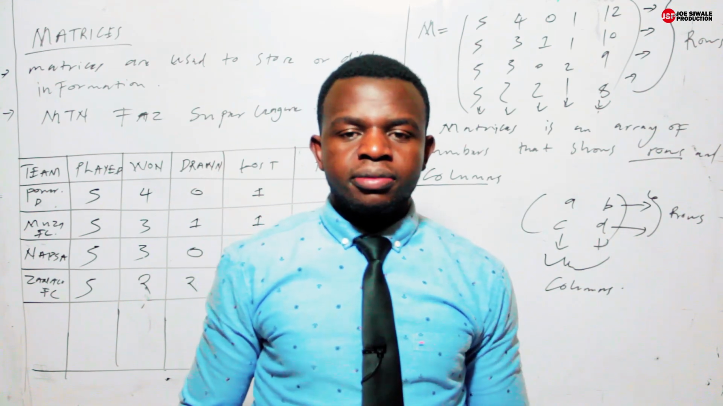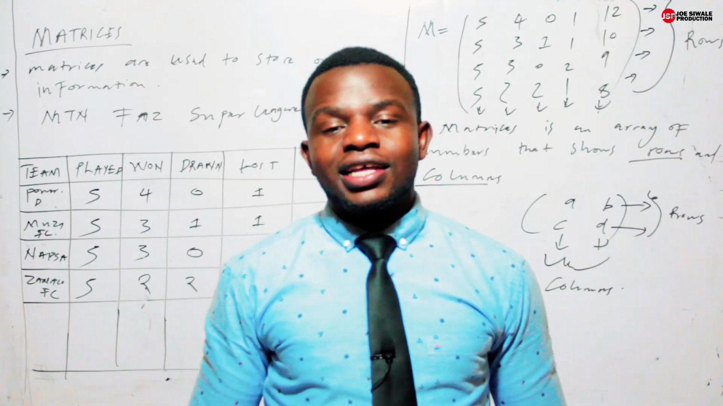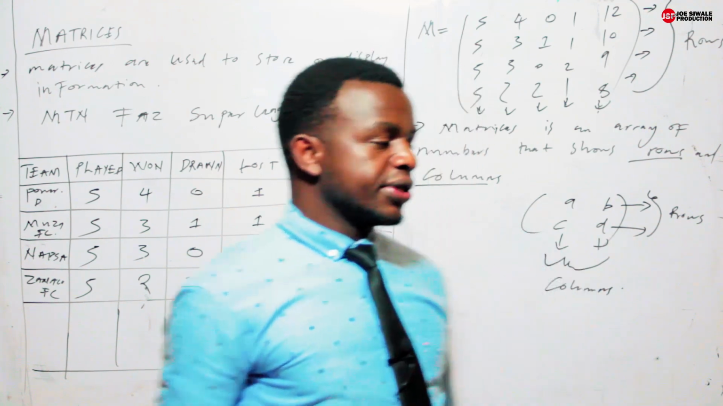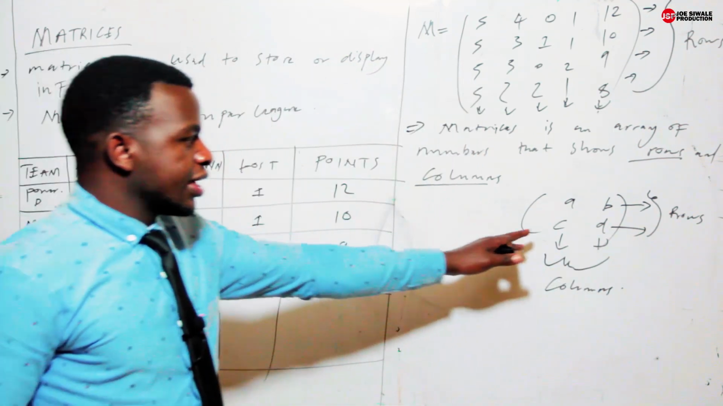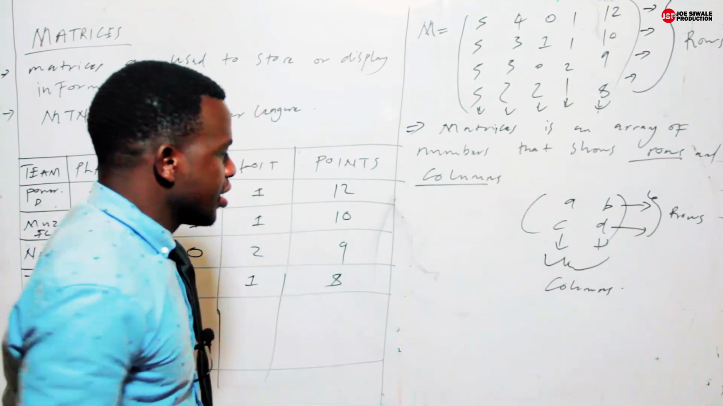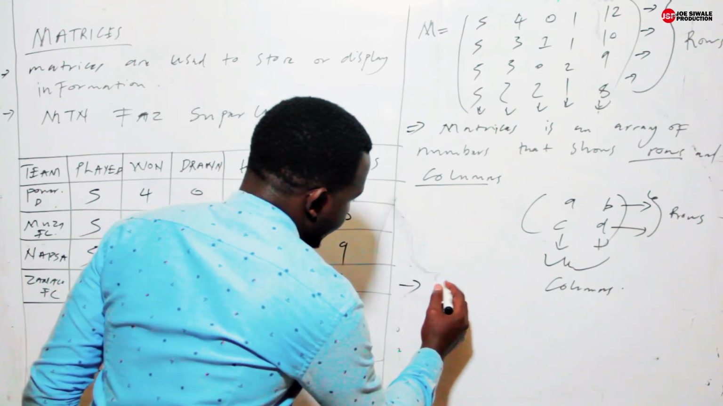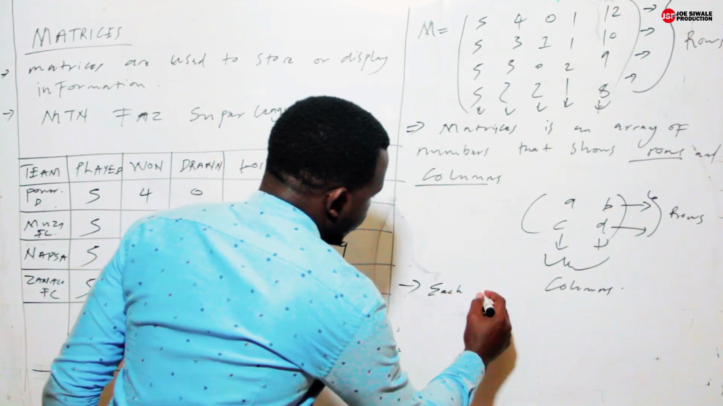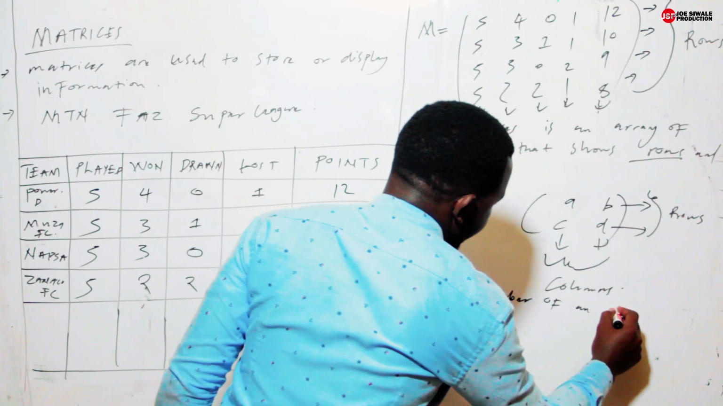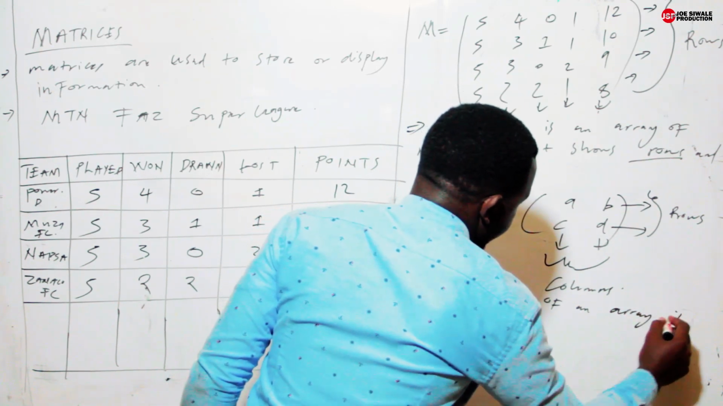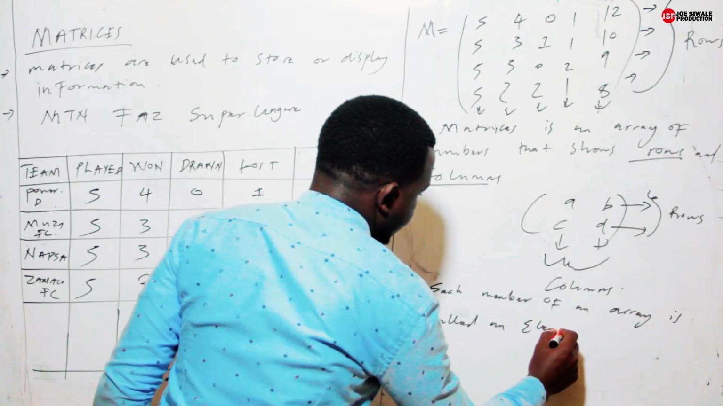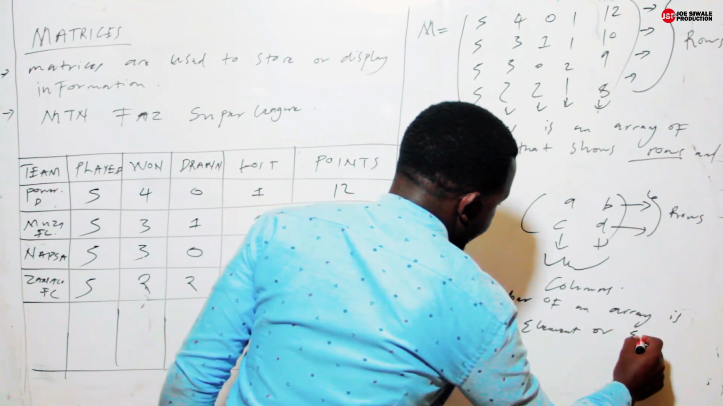So we should understand that each member of an array is referred to as an element or an entry. And from this, we can say that our A, B, C, D are referred to as elements or entries. So I've said each member of an array is called an element or entry.